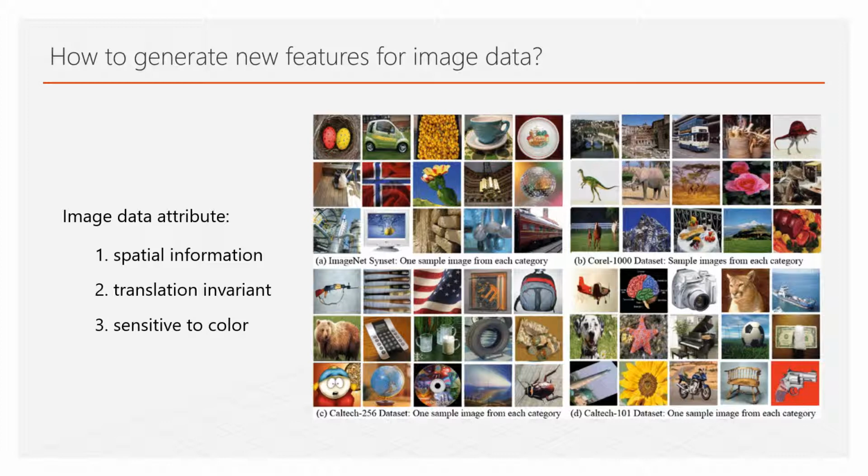Translation invariant means when we horizontally flip an image, this image's meaning will not be changed in most cases. Flipping operation would not affect humans to recognize images. Sensitive to color means we can recognize items by their color, like the ocean is blue, the grass is green, and the sun is orange.